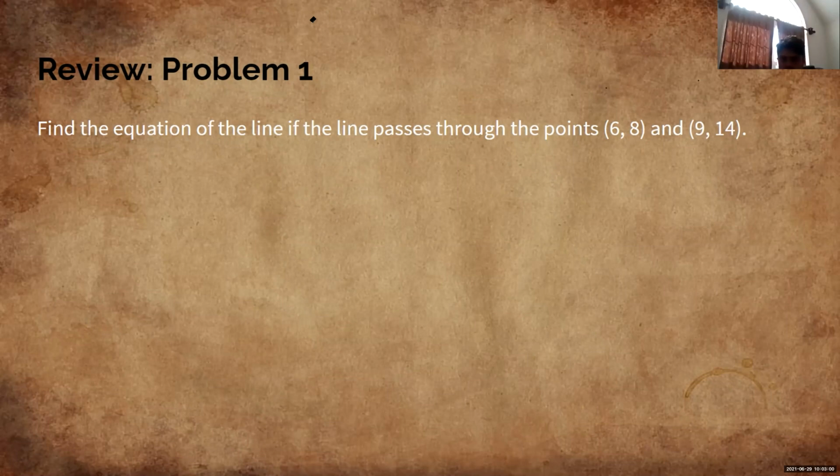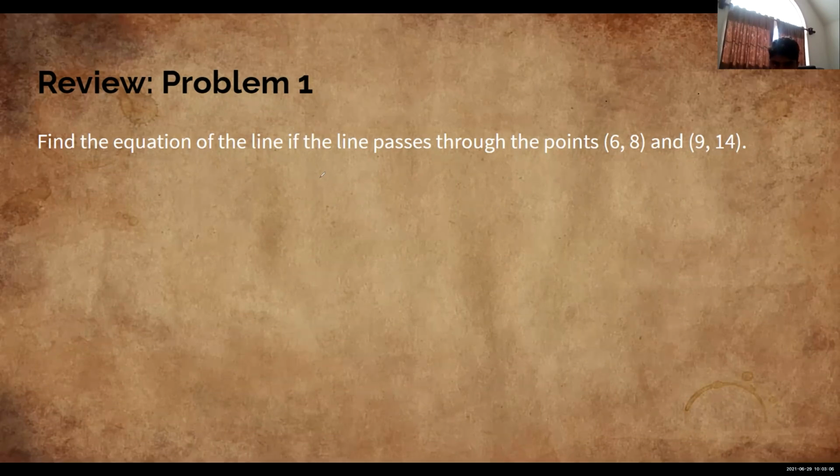Okay, so let's try to solve this, you guys. First, I'm going to write down these points: 6, 8, 9, 14. And then I'm going to assign a variable. So this is going to be x1, this is x2, this is y1, this is y2.